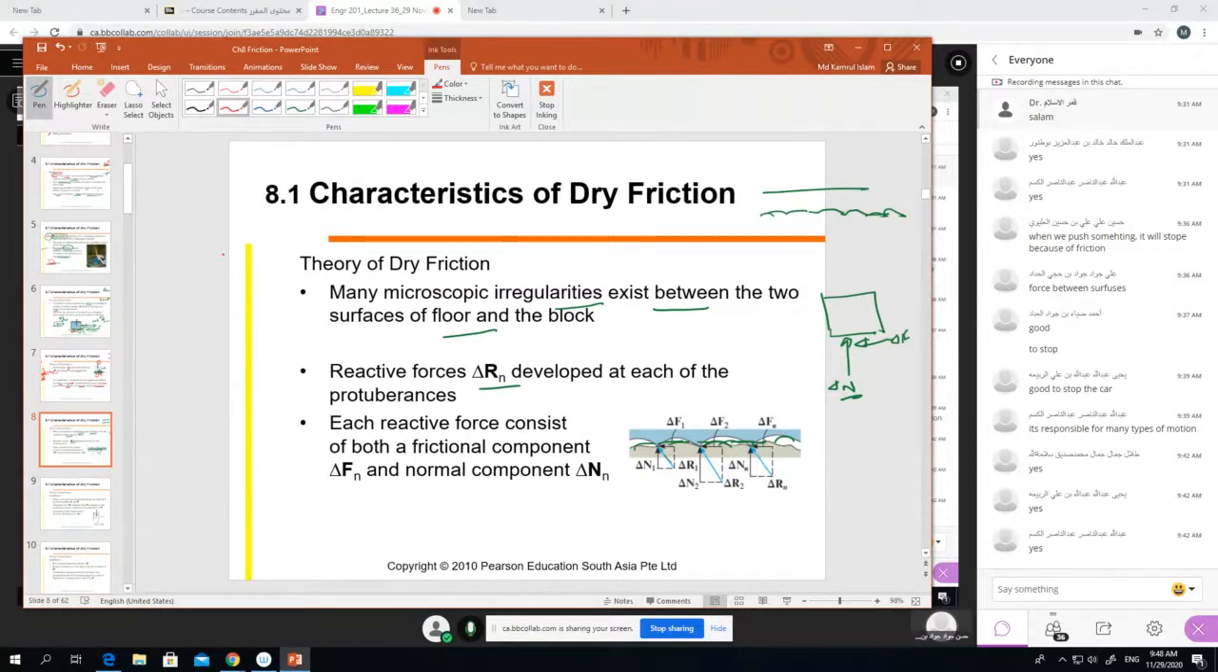But we already know from mechanics, from the earlier chapters, that if two forces work like this, there will be a resultant force. So here the resultant force will work like this, delta R. So delta R, some kind of resistance force or resultant force, will be working. Each reactive force consists of both a frictional component and a normal component.